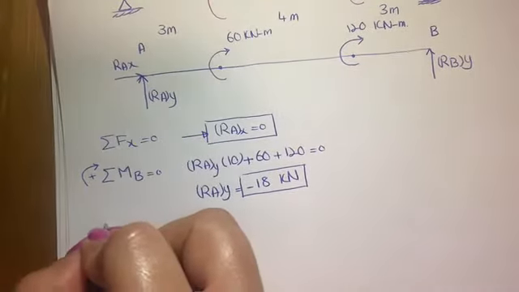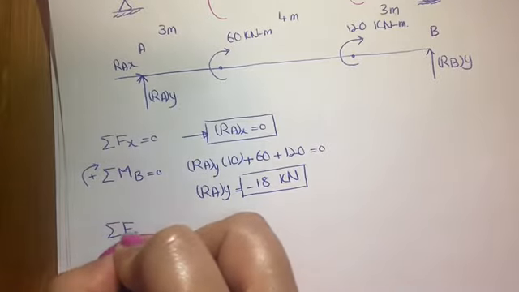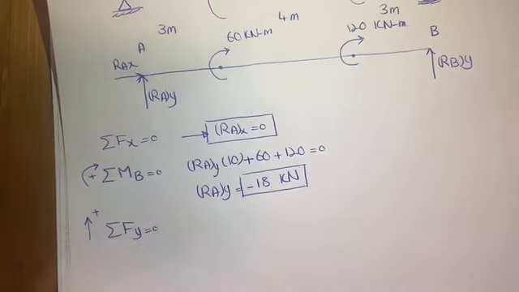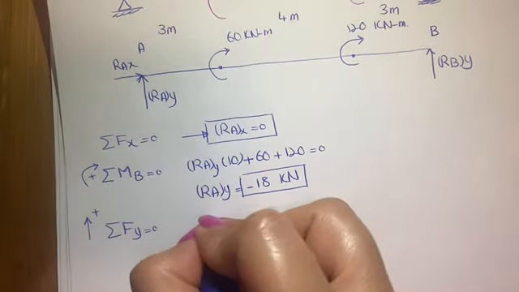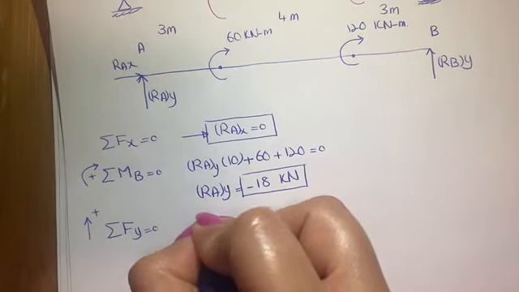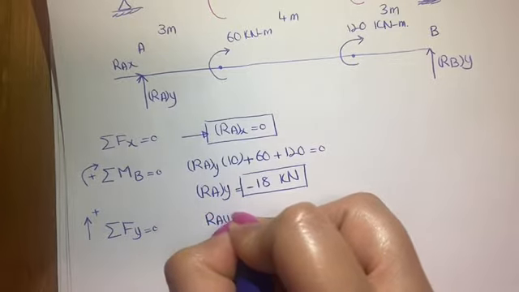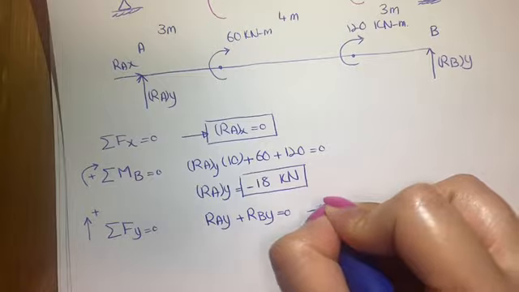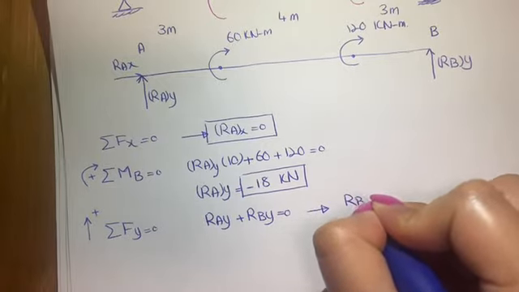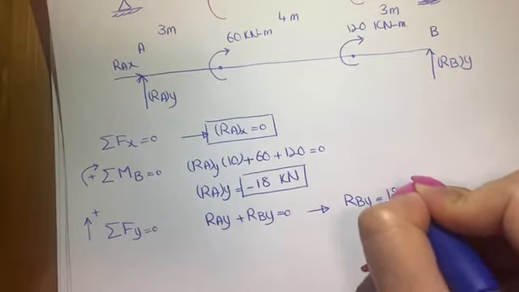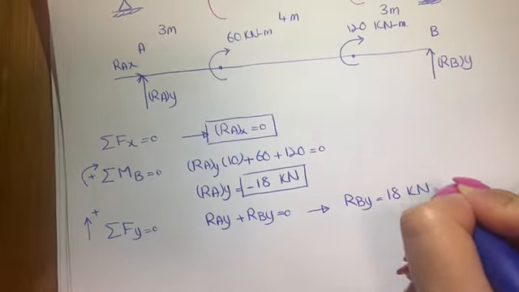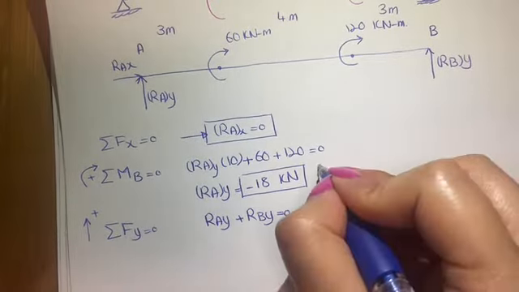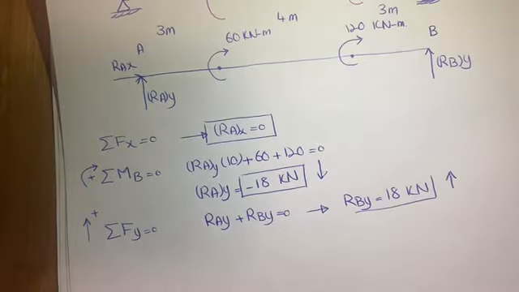And finally, we have sigma Fy equals 0 with this direction as positive. So we have RAY plus RBY equals 0, and this leads to RBY equals 18 kilonewtons, and this one is upwards because this one was downwards.